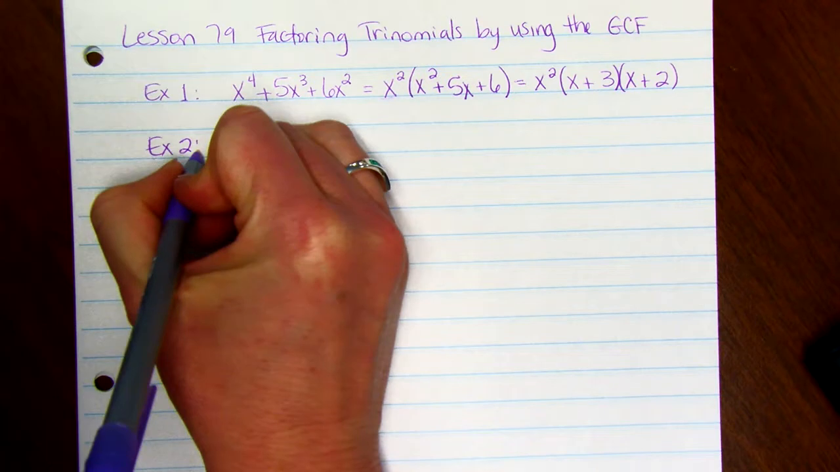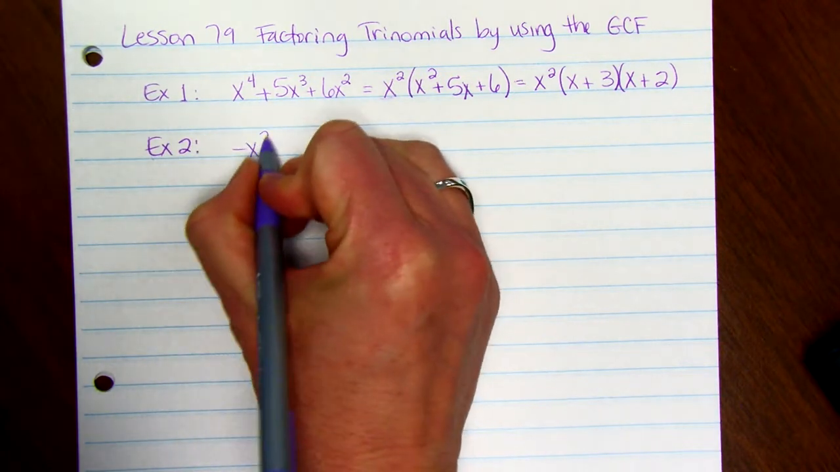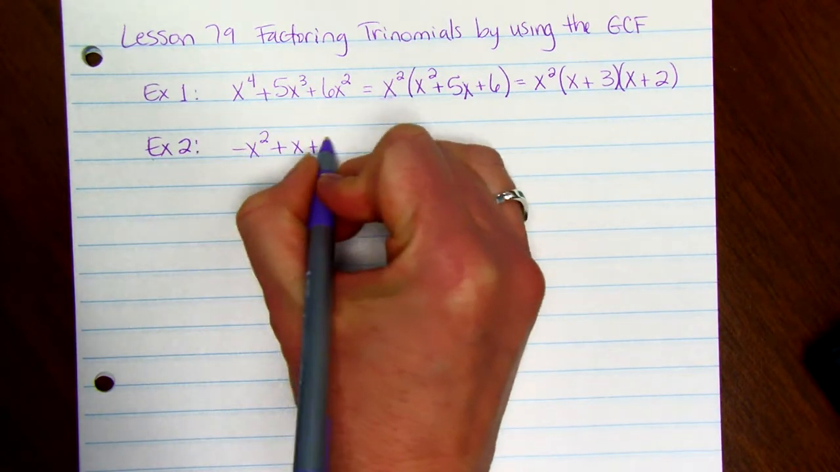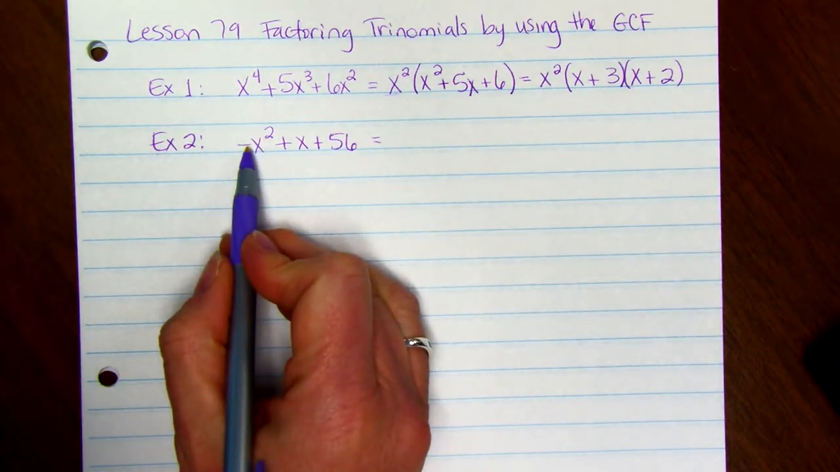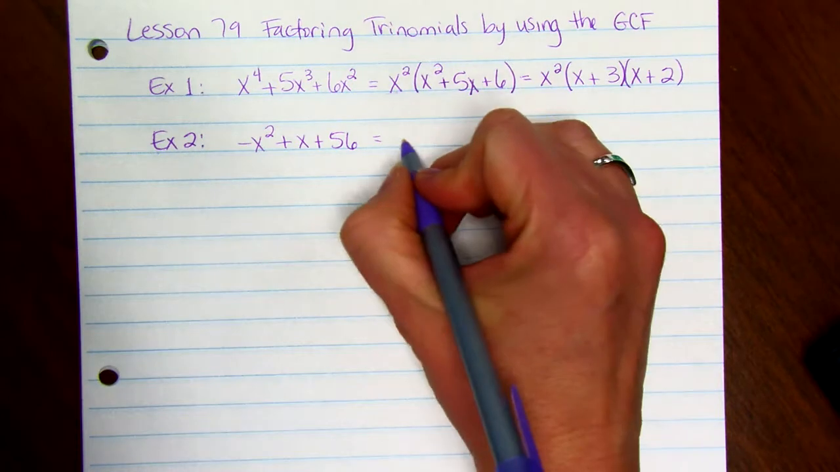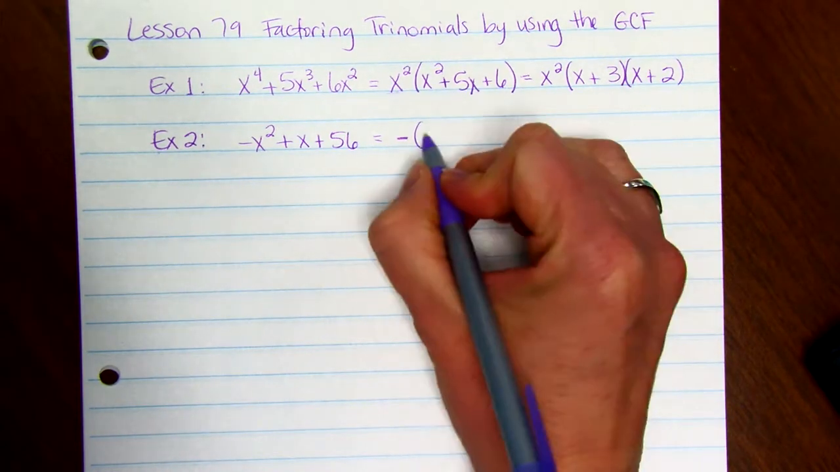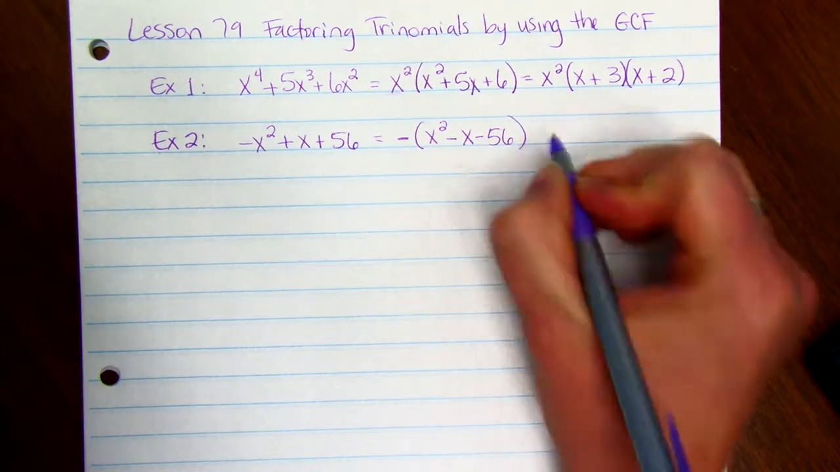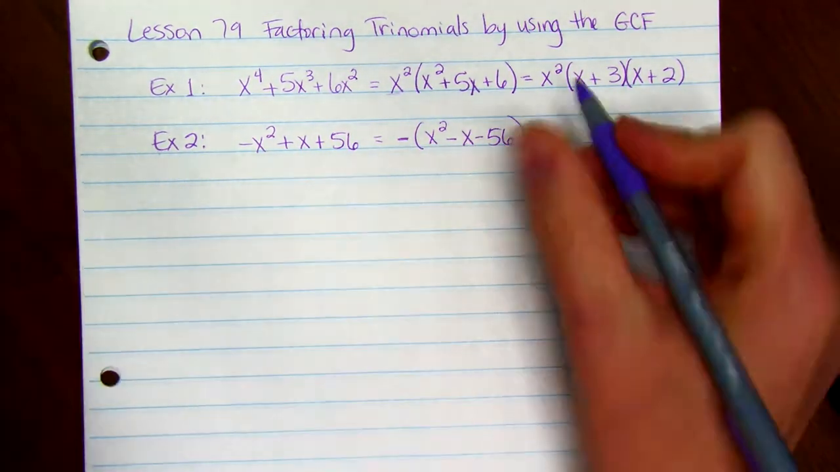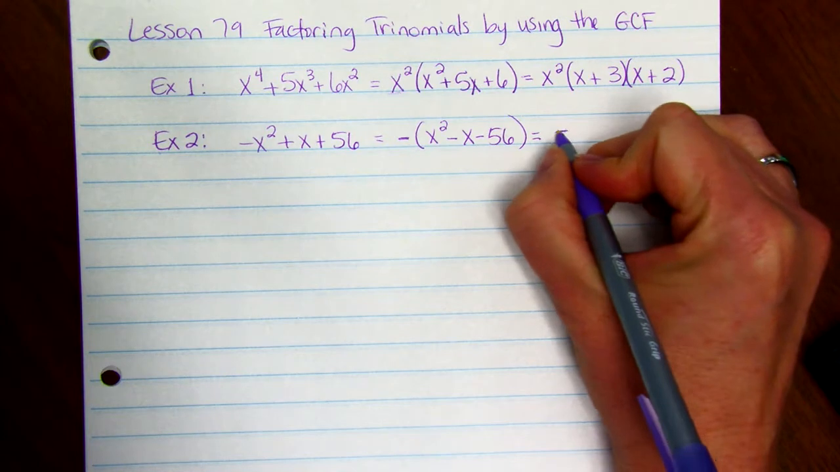So here's another example. Negative x squared plus x plus 56. I like to have my x squared positive because it's easier to factor. So if I take out a negative, each of these signs is going to change to the opposite. So I'll have a positive x squared minus x minus 56. Don't forget that GCF right there.